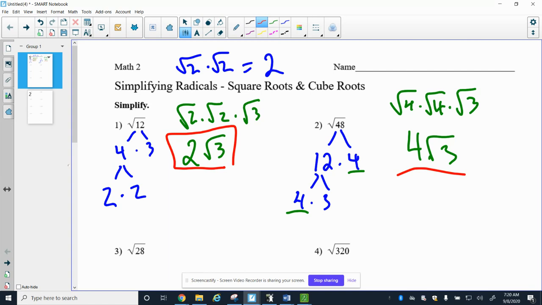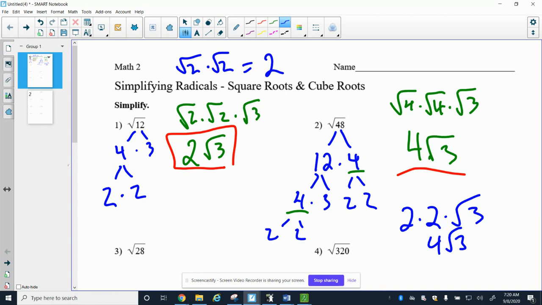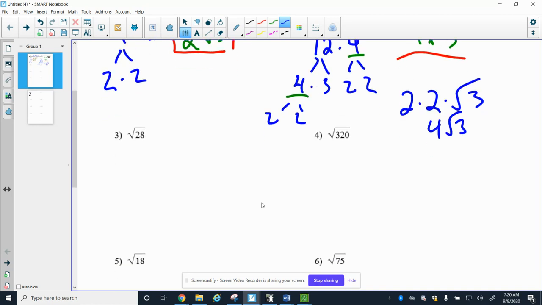That's simplified. You might be thinking, what if I had gone further and did 2 and 2, 2 and 2? Well, 2 and 2 is a pair, 2 and 2 is a pair. So really, we'd have two 2's out in front, 2 times 2 times root 3. That's the same thing as 4 root 3. So we end up getting the same answer.